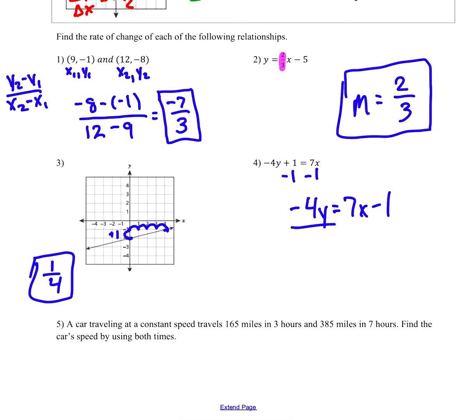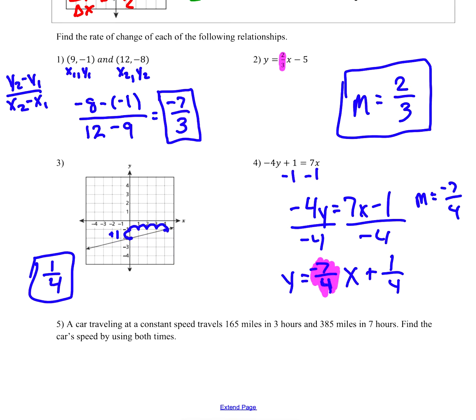Get the y by itself, divide by negative 4 on both sides. That gives us y equals 7 divided by negative 4, which is negative 7 over 4, x, negative 1 divided by negative 4, plus 1 over 4. And I'm in y equals mx plus b form, so my slope is going to be m, which is negative 7 over 4.